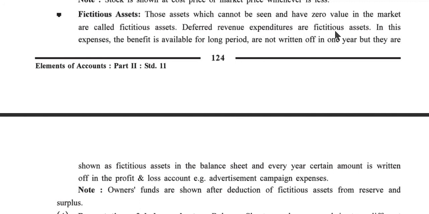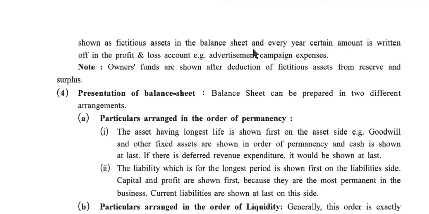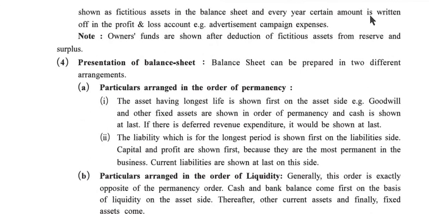Deferred revenue expenditures are fictitious assets. In this expense, the benefit is available for a long period, so they are not written off in one year, but they are shown as a fictitious asset in the balance sheet. And every year a certain amount is written off in the profit and loss account, for example advertisement, campaign expense. Owner's fund is shown after deduction of fictitious assets from reserve and surplus.